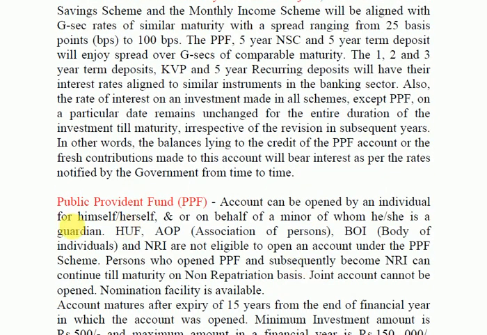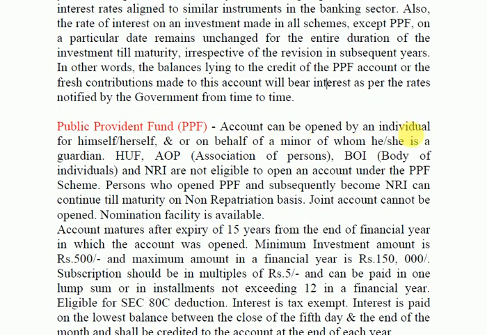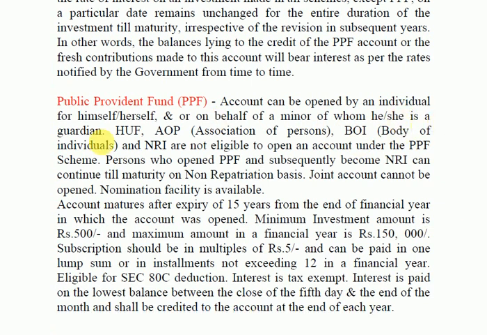So the next topic is Public Provident Fund, that is PPF. Account can be opened by an individual for himself, herself and or on behalf of a minor of whom he or she is a guardian. Hindu Undivided Family, Association of Persons, Body of Individuals and NRI are not eligible to open an account under the PPF scheme. Persons who opened PPF and subsequently become NRI can continue till maturity on non-repatriation basis. Joint account cannot be opened.